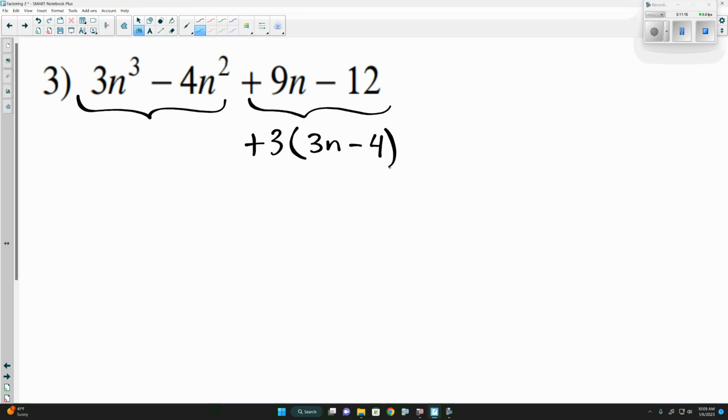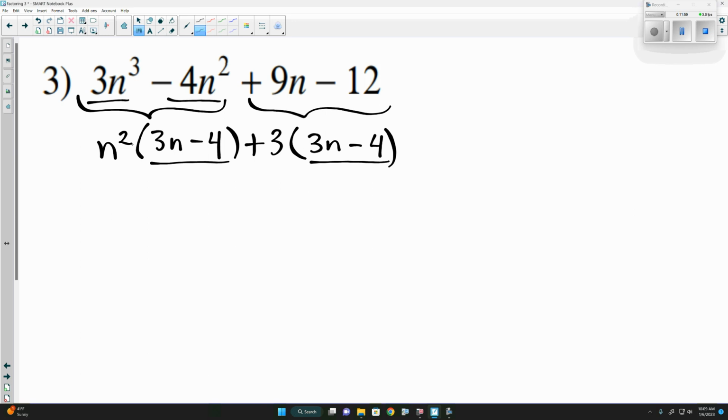Now for the other one, inside the parentheses, I need this to be 3n minus 4. Because for us to be able to do our second step, our second set of greatest common factor, we need those parentheses to be the same. So I know if one of them is 3n minus 4, the other one has to be 3n minus 4. Now what can I do to 3n cubed and negative 4n squared to get to 3n minus 4? What can I factor out? And if I do factor n squared out of both, we do get that set of parentheses.